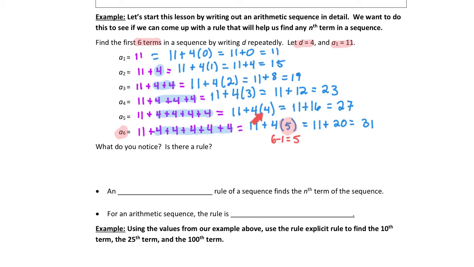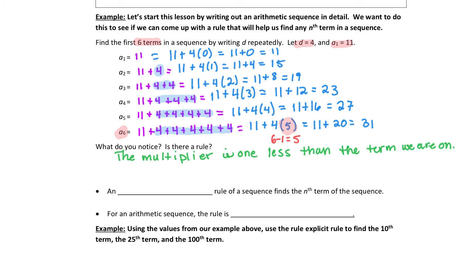5 minus 1 gives you the 4 here. 4 minus 1 gives you the 3 there, and so on as we go backwards. So there is a rule here. We notice that the multiplier is 1 less than the term we are on. In this particular sequence, there is a rule.